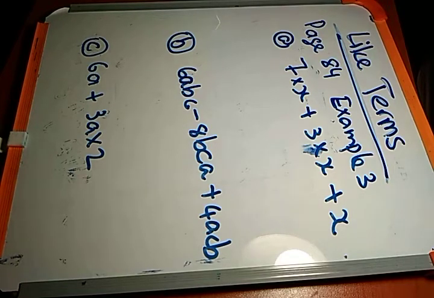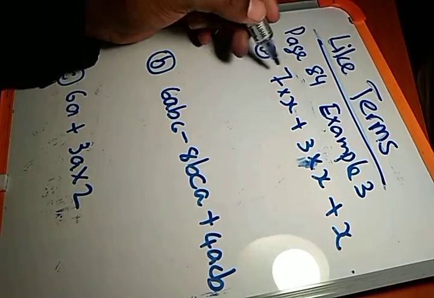In the first example, we have 7 times x plus 3 times x plus x. We obviously have 3 terms there, and we have only one variable, which doesn't complicate things. Also this expression is only to 1 degree, so the highest power, the highest exponent, is only 1. So we don't have a lot of variation in it. This should be simple.